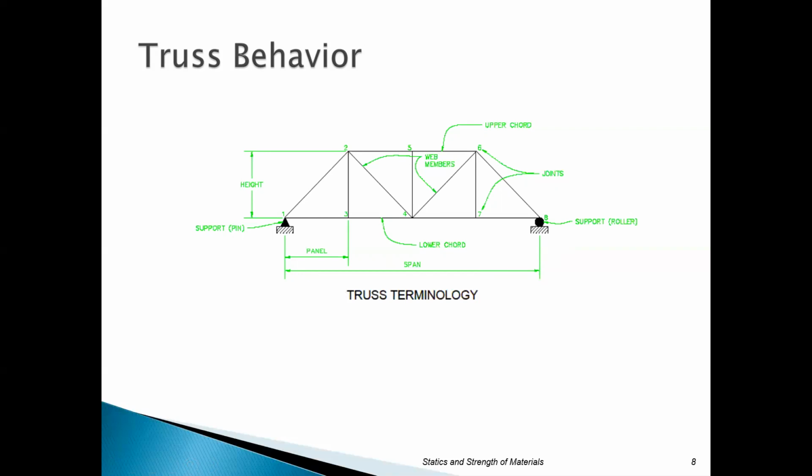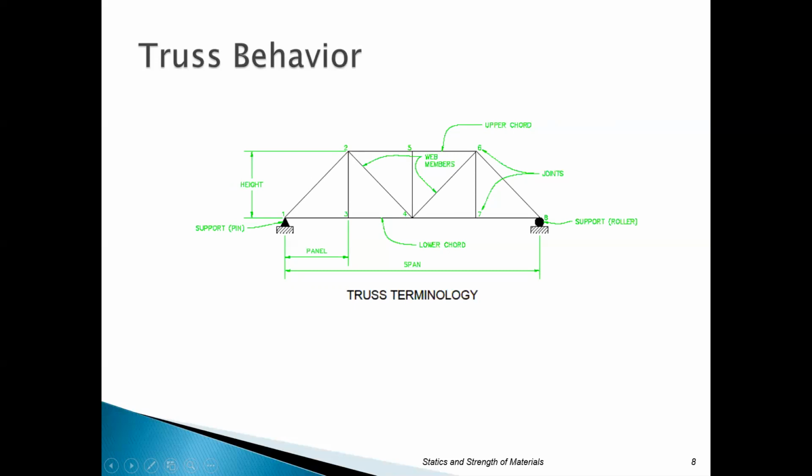A panel is usually a subdivision of the span, and so notice 3 to 4 is a panel, and 4 to 5, and 7 to 8. Those are all typically the same distance, okay? So when you might say you have 5 panels at 20 feet, that would tell you you have 5 panels, 1, 2, 3, 4, 5. So that would be important. In this case, you'd have 1, 2, 3, 4 panels. All right, height is a distance from this lower grouping of members to the upper grouping of members. So that's your height, okay?